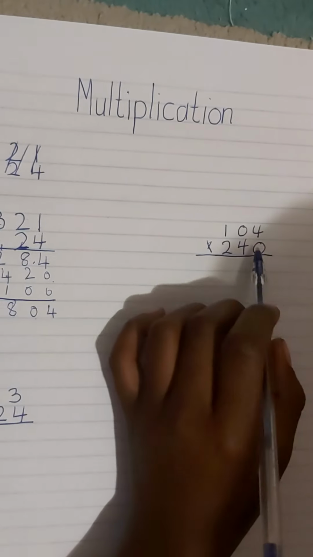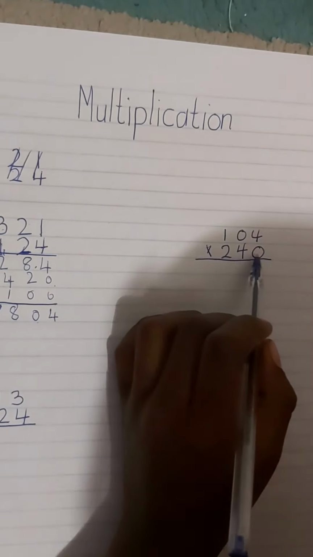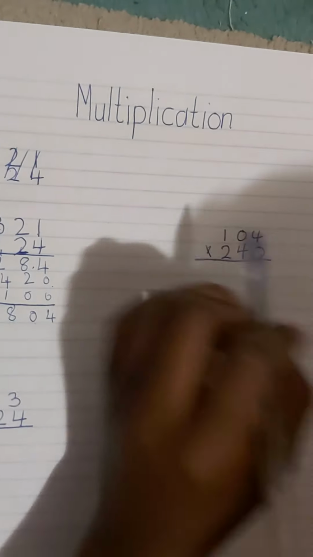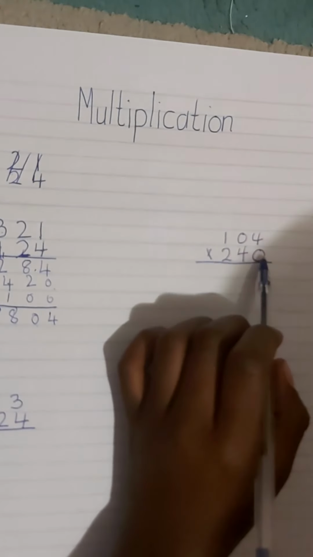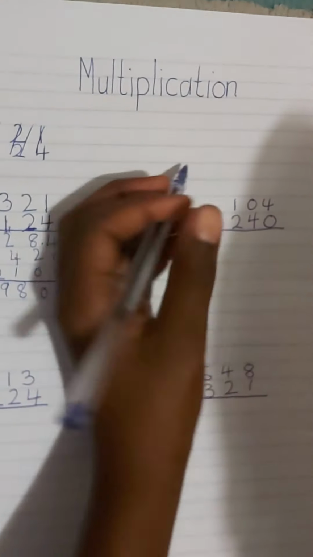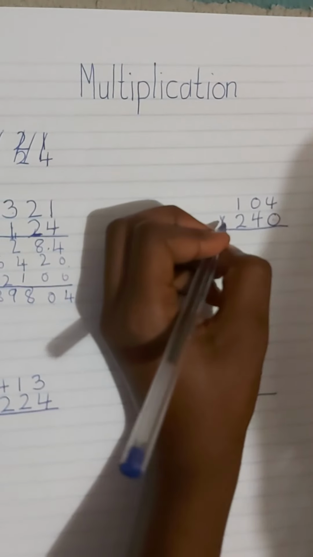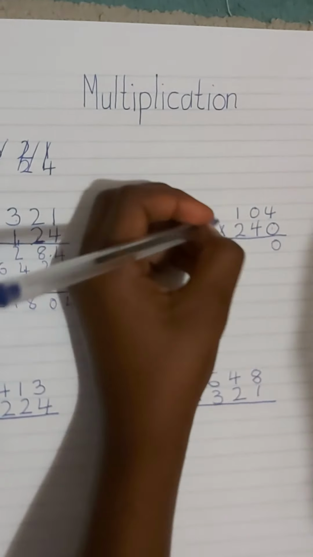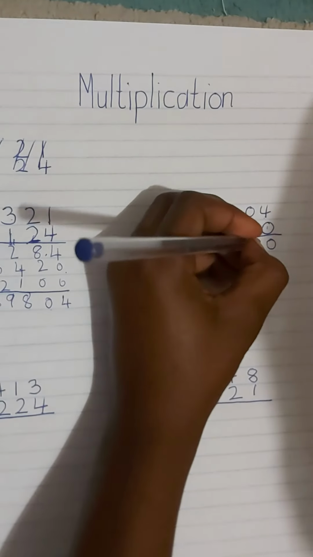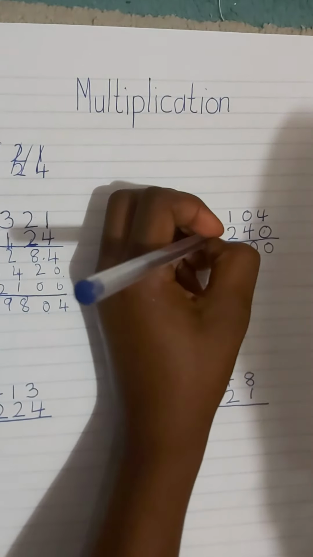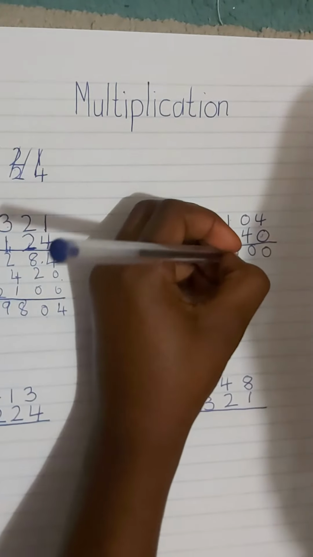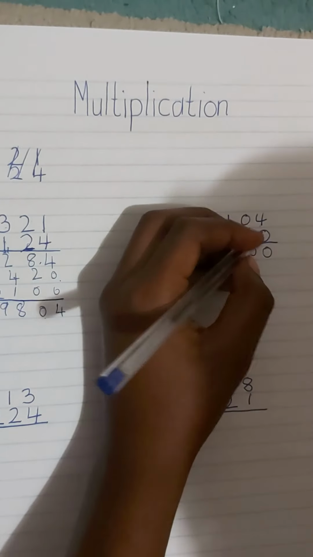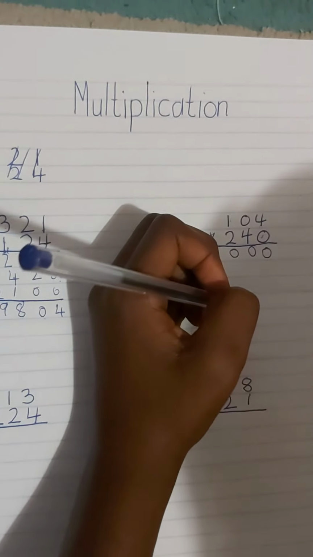Remember I said we are going to start with this number. And any number multiplied with 0 is 0. So let us start. 0 times 4 is 0. 0 times 0, 0. 0 times 1, 0. We are done with this number. We are going to the next one.